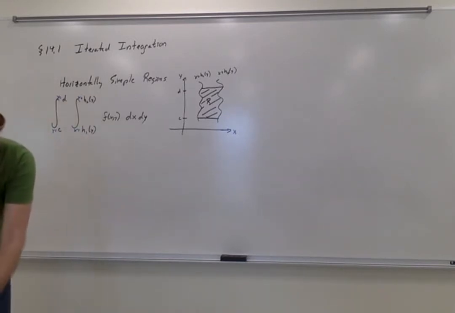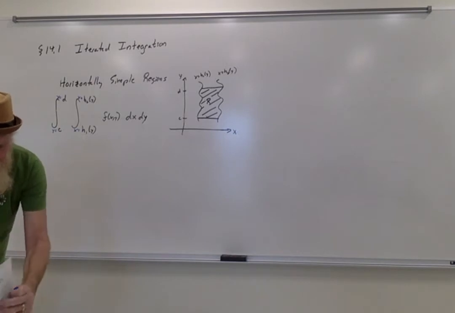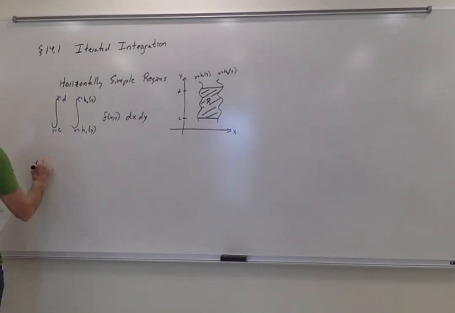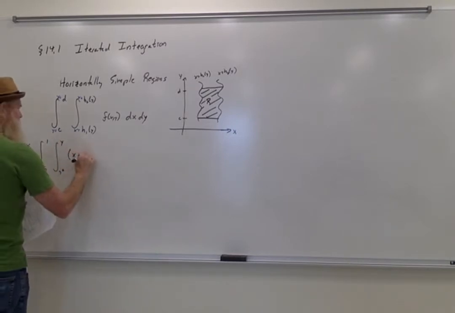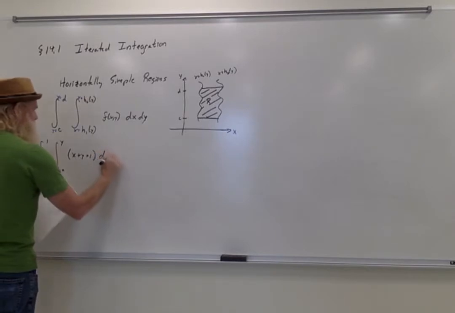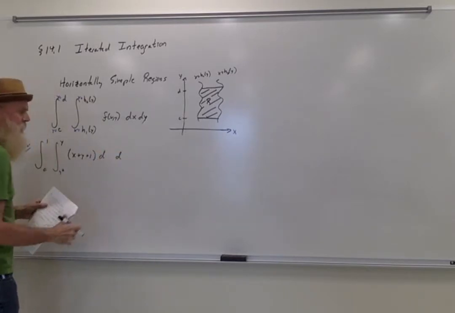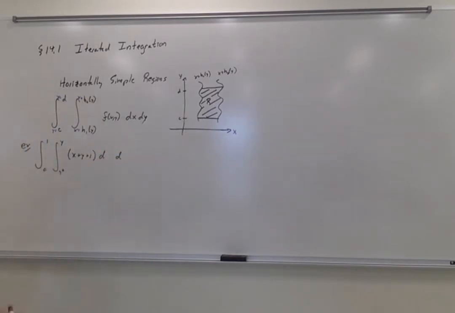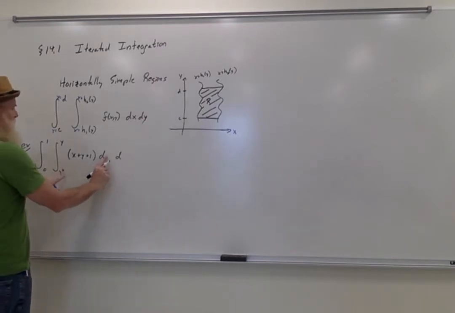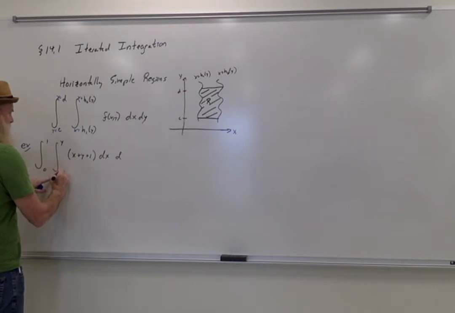So let's look at an example of carrying out an iterated integral in this order. Let's say that we want to integrate 0 to 1, integral y squared to y, x plus y plus 1, dx dy. Notice that this inside bound has got to be an x. This is clearly here, x is equal to y squared, and x is equal to y.